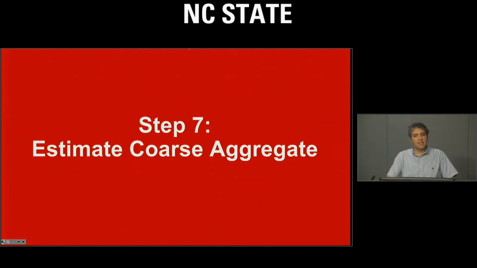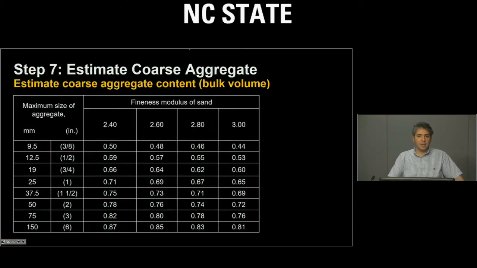Step 7 is estimating the coarse aggregate, the amount of coarse aggregate that we want to put in our concrete. We will start with this table that looks very complicated, but it is very easy, and especially when I solve the example, you will see that this is particularly easy. On top over here, the fineness modulus of sand is given to you. On the 2 columns on the left, the maximum aggregate size in millimeter and in inches is given to you. They are the same thing, just in 2 different units.